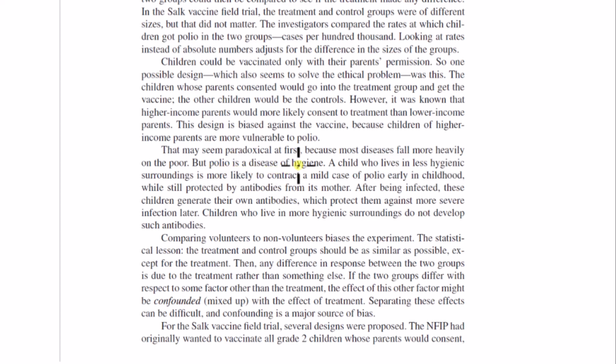But polio is a disease of hygiene. A child who lives in less hygienic surroundings is more likely to contract a mild case of polio early in childhood while still protected by antibodies from its mother. So it develops an immunity, you could say. After being infected, these children generate their own antibodies, which protect them against more severe infection later.